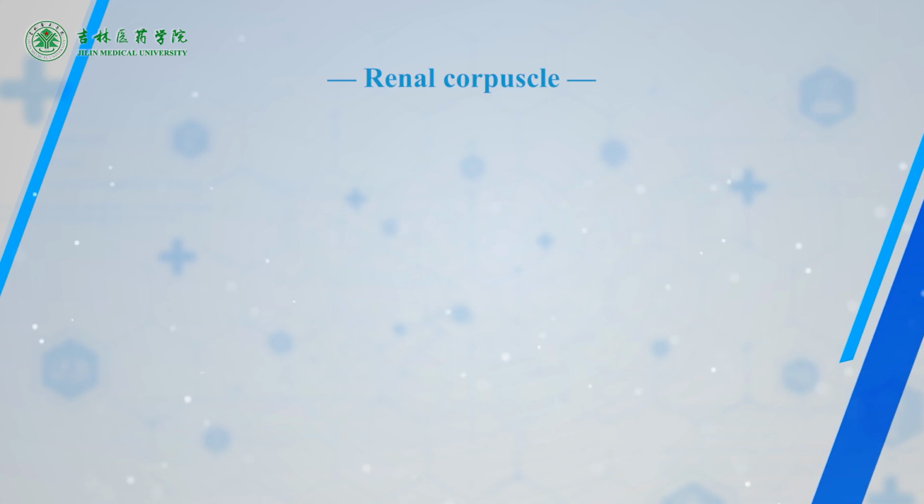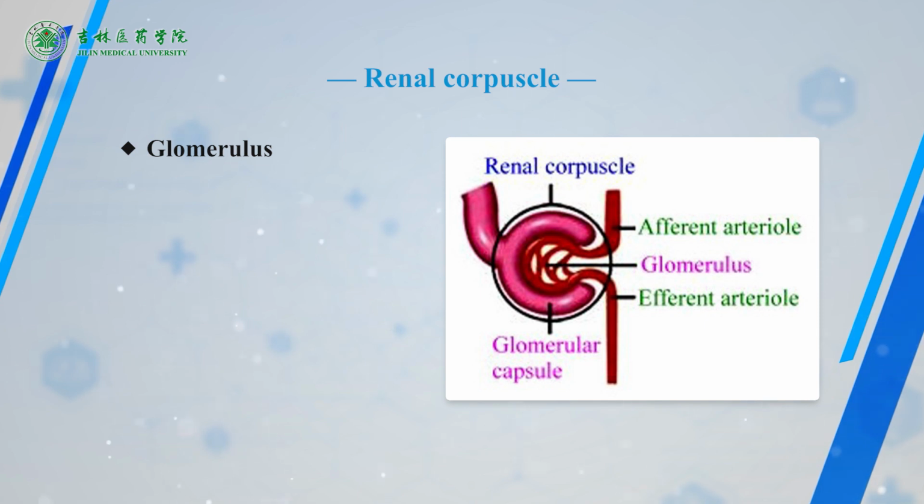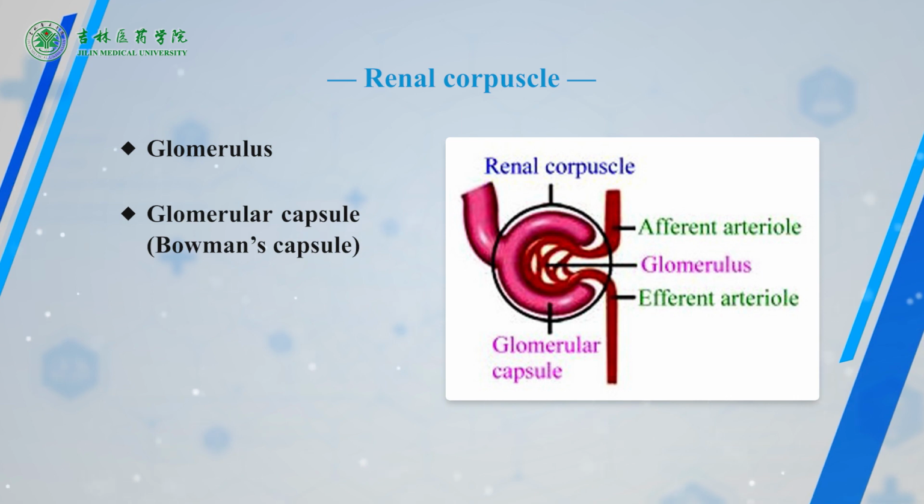The renal corpuscle consists of a tuft of capillaries, the glomerulus, surrounded by a double-walled epithelial capsule called the glomerular capsule or Bowman's capsule. The internal layer, or visceral layer, of the capsule envelops the capillaries of the glomerulus. The cells of the visceral layer are called podocytes. The external layer forms the outer limit of the renal corpuscle and is called the parietal layer.